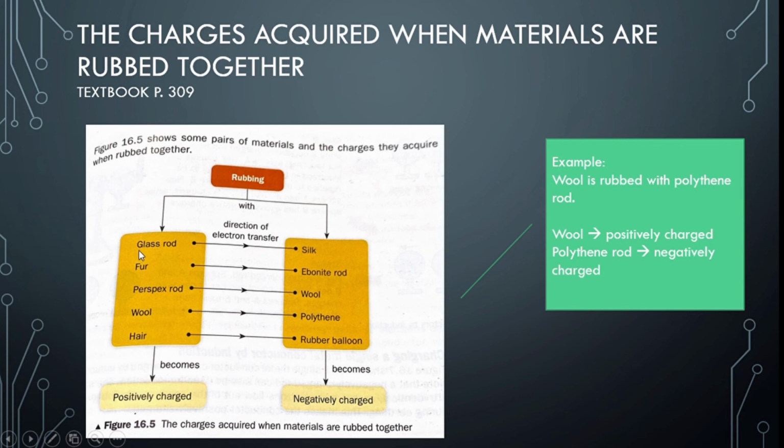Look at this glass rod. When it is rubbed with silk, look at the direction of the electron transfer. Electrons move from the glass rod to the silk. Now, the silk has more electrons than usual, so the silk becomes negatively charged. While the glass rod loses some electrons, so it becomes positively charged.